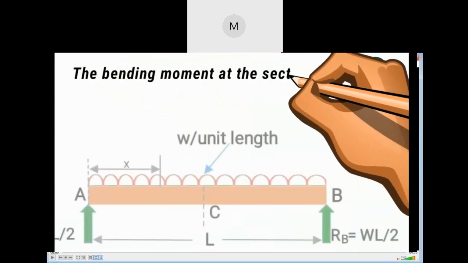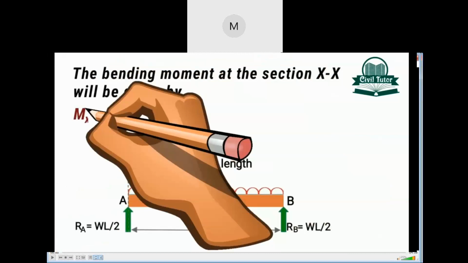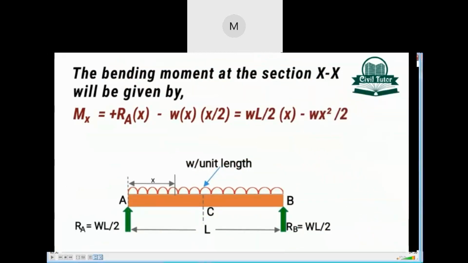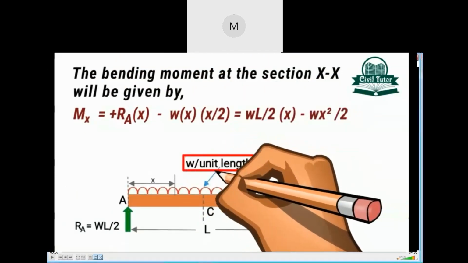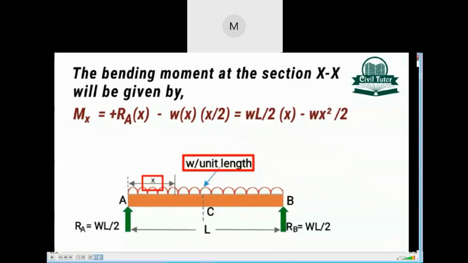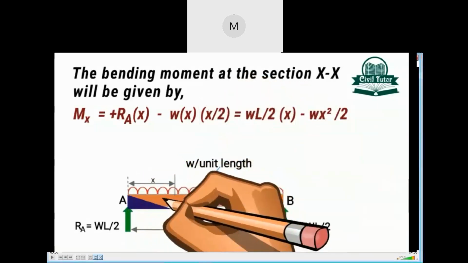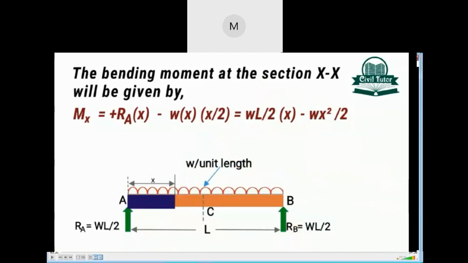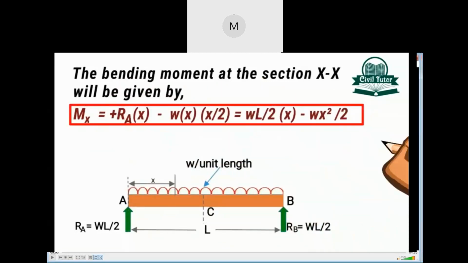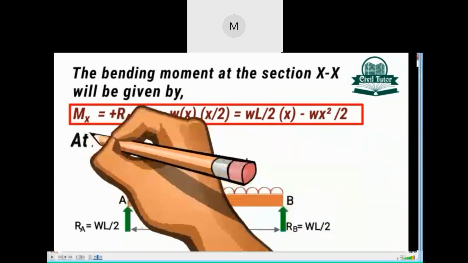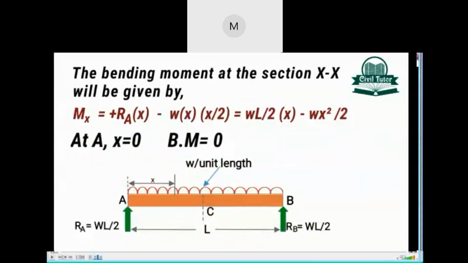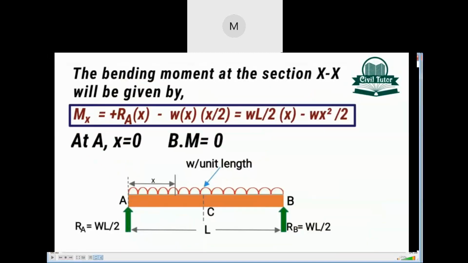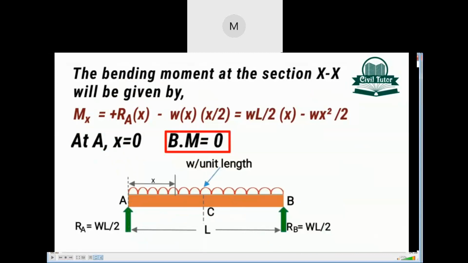The bending moment at the section XX will be given by Mx equal to plus Ra into x minus W into this distance x into x divided by 2, while this x divided by 2 is the centroid of this portion x, which will be equal to WL divided by 2 into x minus Wx square divided by 2. At point A, the value of x will be equal to 0. On substituting this value in the bending moment equation, we will get the value of bending moment at point A equal to 0.